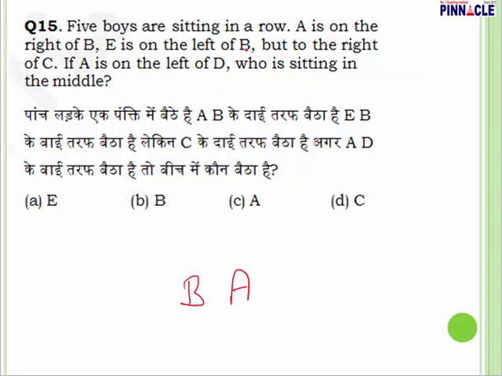E is on the left of B, but to the right of C. If A is on the left of D, who is sitting in the middle? So in the middle, B is sitting.